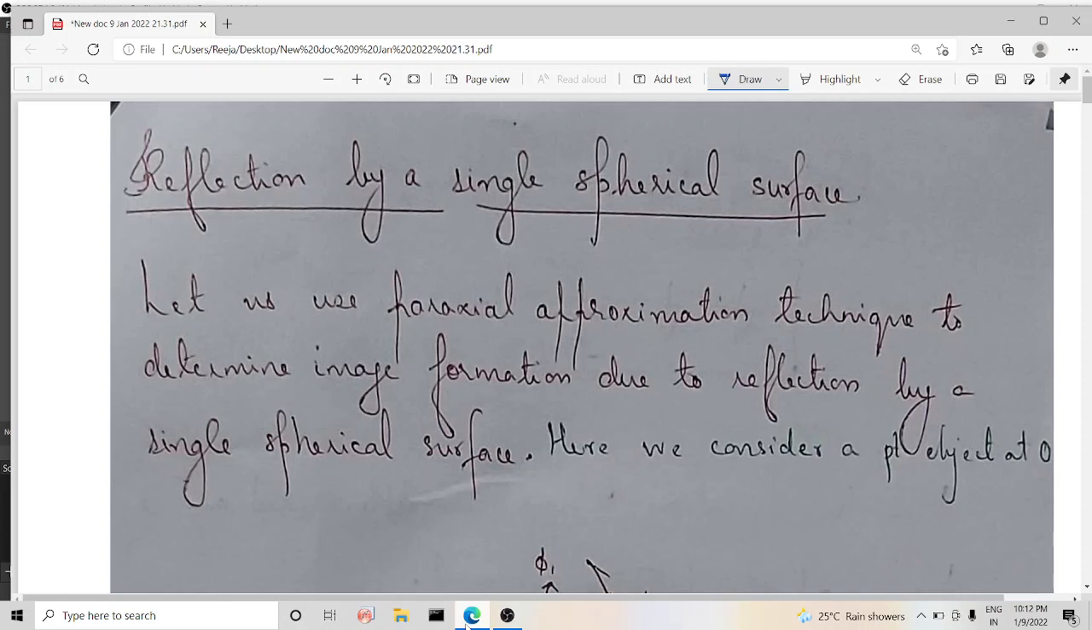So let us come to the image formation due to reflection by a single spherical surface. Let us determine the image position using paraxial approximation technique. So the figure here is as shown below.